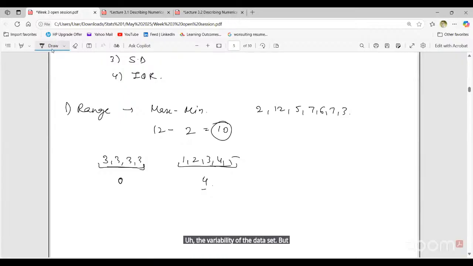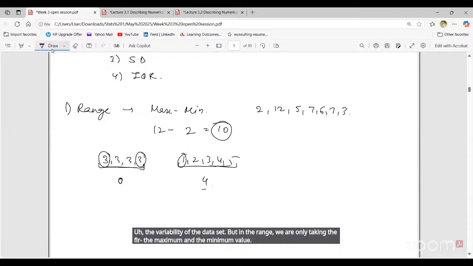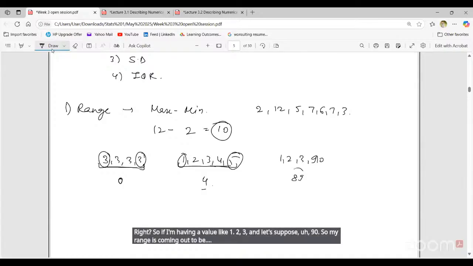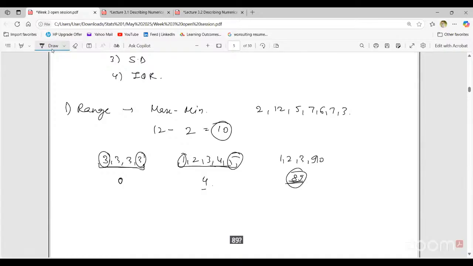But in the range, we are only taking the maximum and the minimum value, right? So if I'm having values like 1, 2, 3, and let's suppose 90, my range is coming out to be 89. Because of the outlier, it is getting affected. So that's why range is not used that much for the variability.